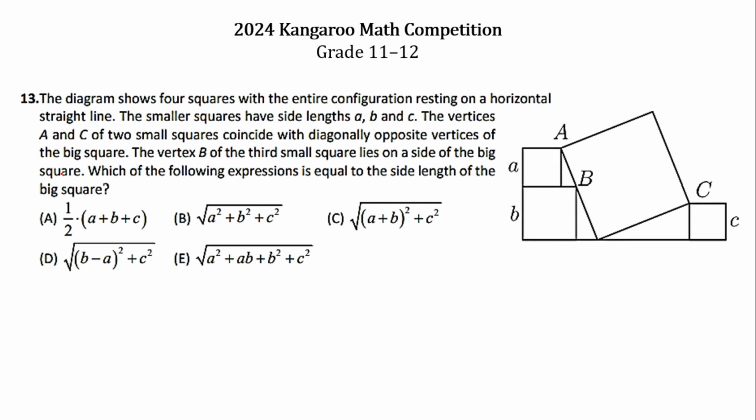Problem number 13. The diagram shows 4 squares with the entire configuration resting on a horizontal straight line. So how many squares are there? There are 4 squares. The smaller squares have side lengths A, B, and C. Alright? And then the vertices A and C of 2 small squares coincide with diagonally opposite vertices of the big square. The vertex B of the third small square lies on a side of the big square. Which of the following expressions is equal to the side length of the big square?